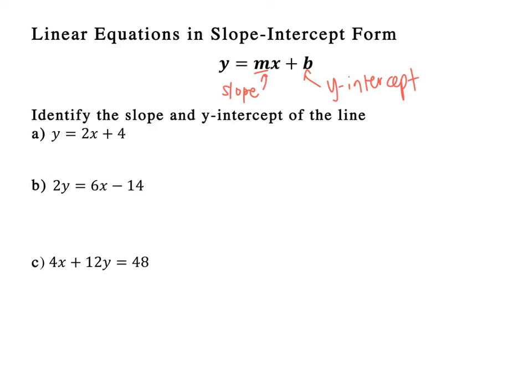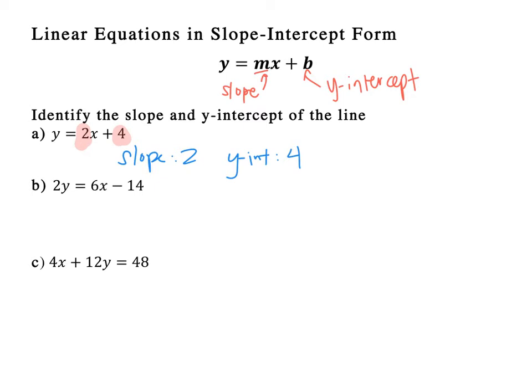Okay, so now we're going to go into identifying slope and y-intercept given equations. So we have y equals 2x plus 4. This is already in slope-intercept form, so I can very easily identify my slope, 2, and my y-intercept, 4, right? So let me just note this down. The slope is 2. The y-intercept is 4, positive 4.